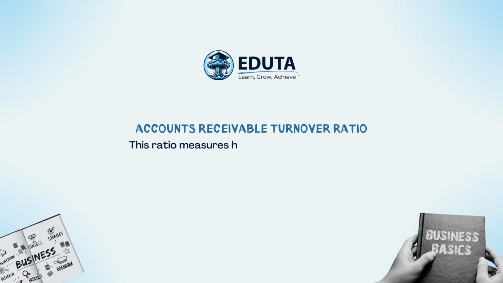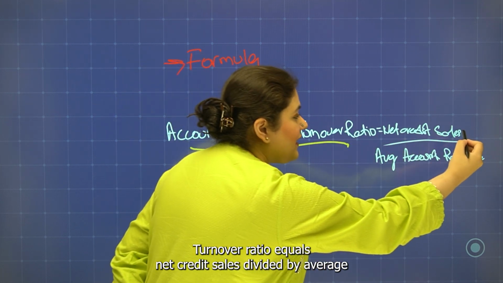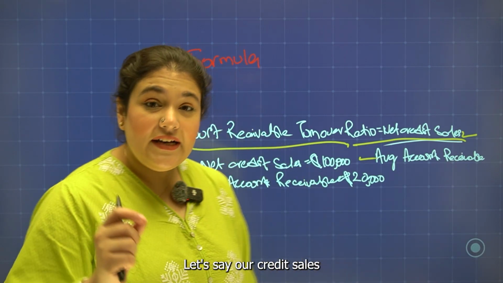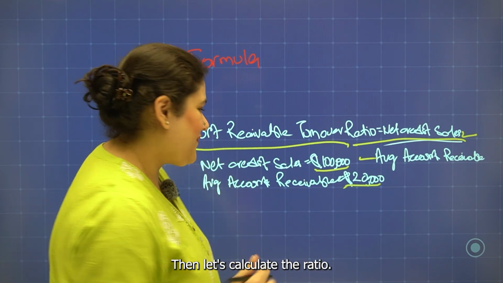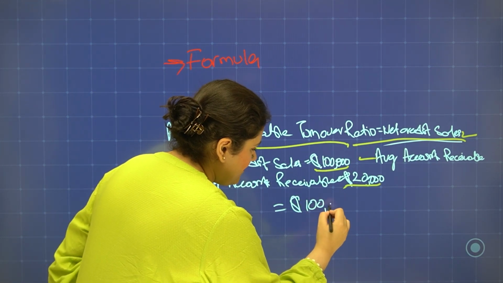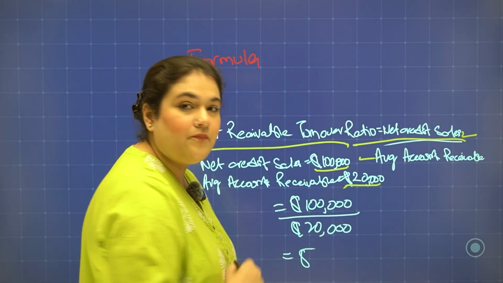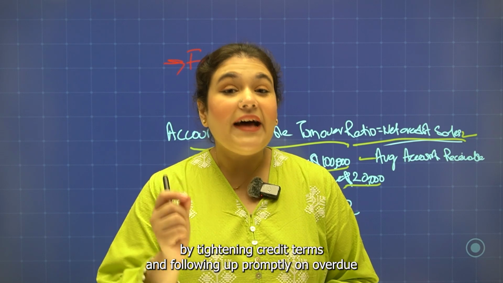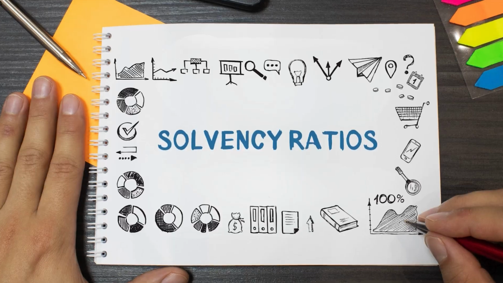Accounts receivable turnover ratio. This ratio measures how efficiently a company collects its receivables. The formula is accounts receivable turnover ratio equals net credit sales divided by average accounts receivable. Let's say our credit sales are $100,000 and our accounts receivable is $20,000. Then let's calculate the ratio. A consulting firm improved its accounts receivable turnover by tightening credit terms and following up promptly on overdue invoices, enhancing its cash flow.